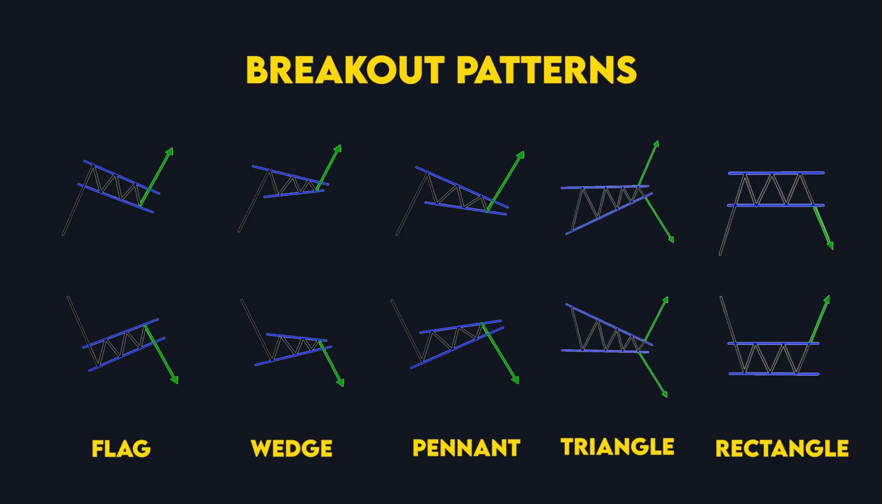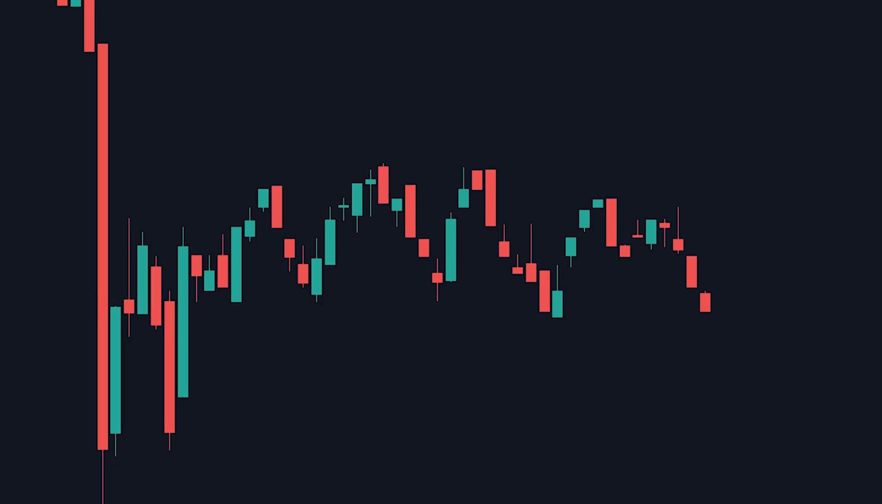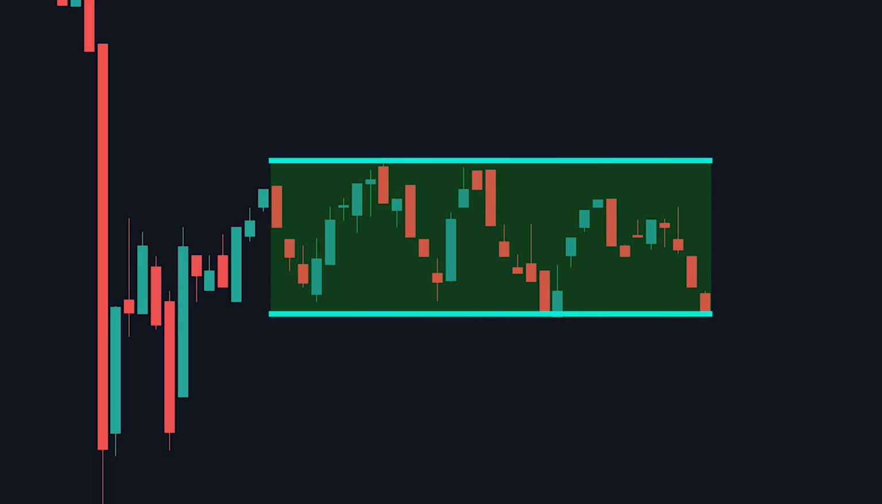Now, to be honest, it doesn't matter which pattern you get. Hell, you don't even have to memorize the names of the patterns. The key thing you have to take away from this is that all these patterns have something in common. The price consolidates, making two key levels, then eventually breaks out.